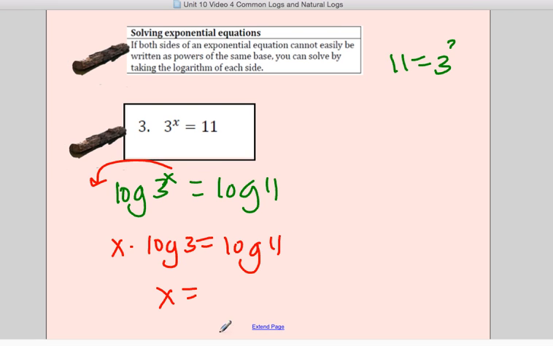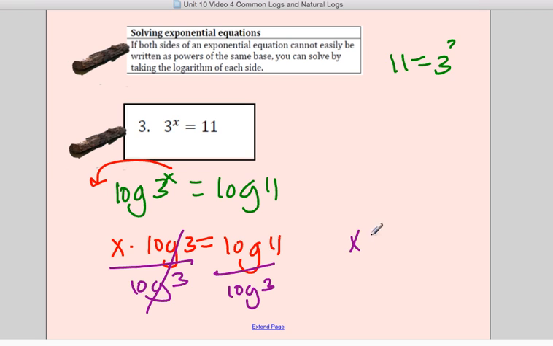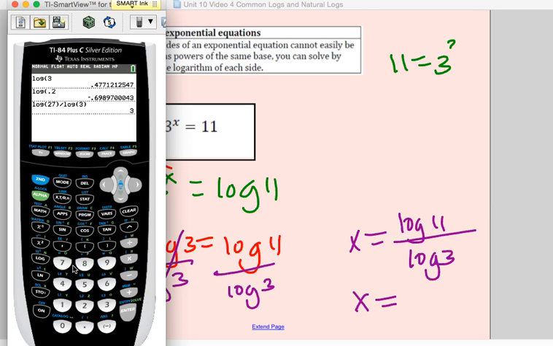And I would divide both sides by log of 3 to get x by itself. So x equals log of 11 divided by log of 3. And I would type that into my calculator. And let's go ahead and round it to 4 decimal places. So log of 11, and make sure you see how it gives me this parenthesis, you have to end it, divided by log of 3.